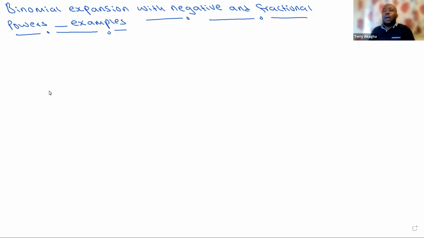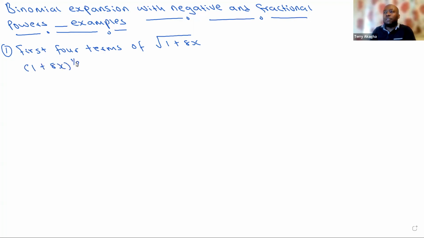So let's say we have a question that says write the first 4 terms. We're looking for the first 4 terms of the square root of 1 plus 8x, for instance. So 1 plus 8x, I can rewrite as 1 plus 8x raised to the power half. You can see from the first rule, this has already been sorted. So that means it's similar to the formula that we need to use of 1 plus bx raised to the power n.